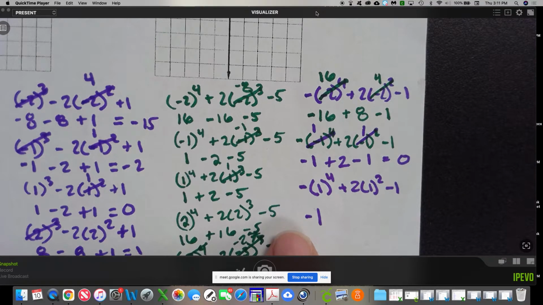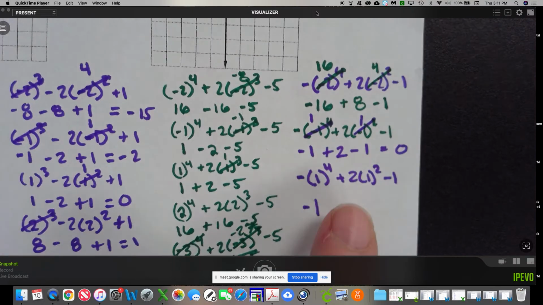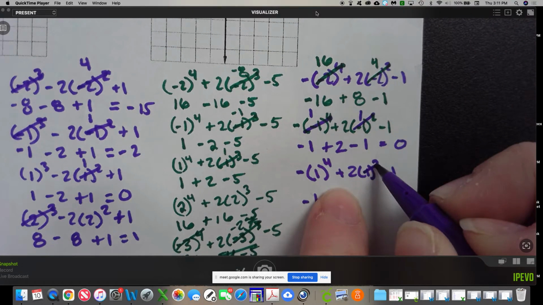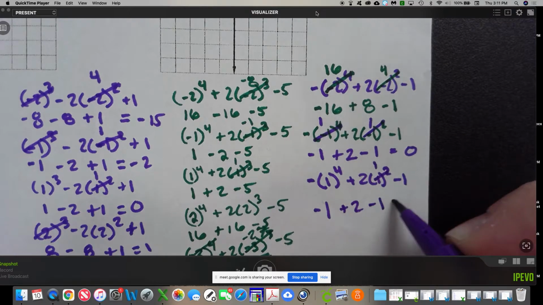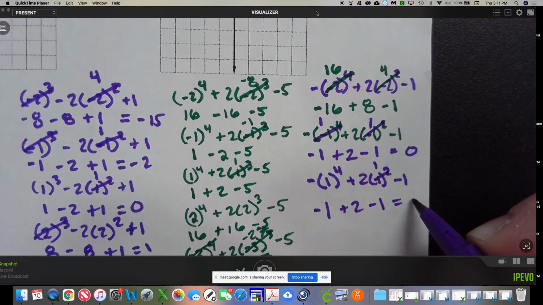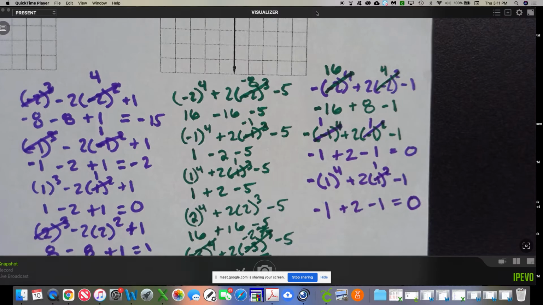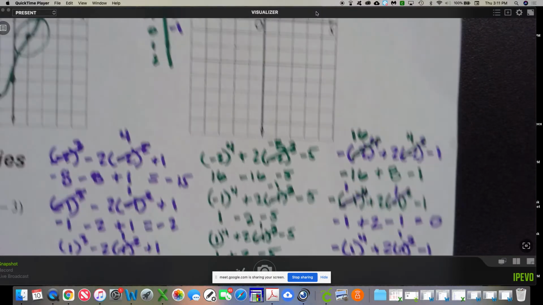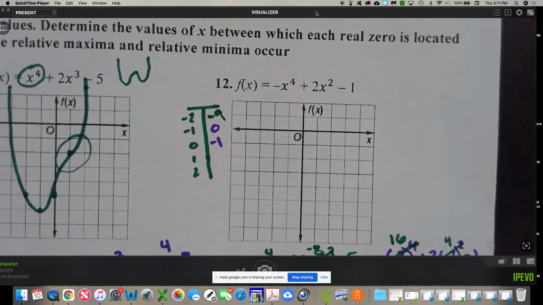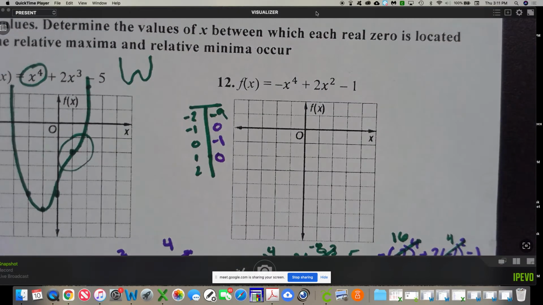Okay. 1 to the 2nd power is 1, times 2 is positive 2, minus 1 is 0. Okay. Now, let me kind of show you some things about this function up here. We just got 0 again. Okay. So we have -9, 0, -1, 0, and then we haven't plugged 2 in.